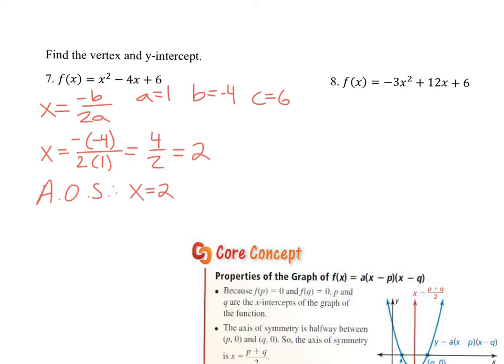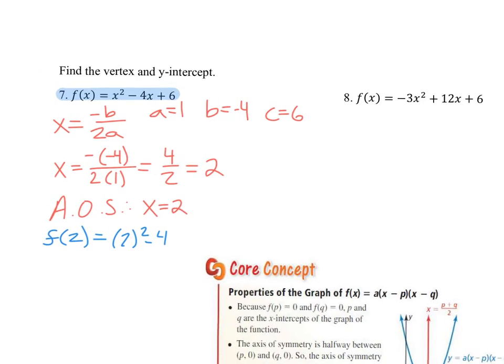Now, that's not your vertex. The axis of symmetry is the x value of your vertex, and so we're missing the y. In order to find it, we have to take our axis of symmetry and plug it into the original equation, the one I highlighted in blue. So let's go ahead and do that. I have my f of 2. Remember, when you say f of 2, that means wherever there is an x value, you plug in 2. So I have 2 squared minus 4 times 2.